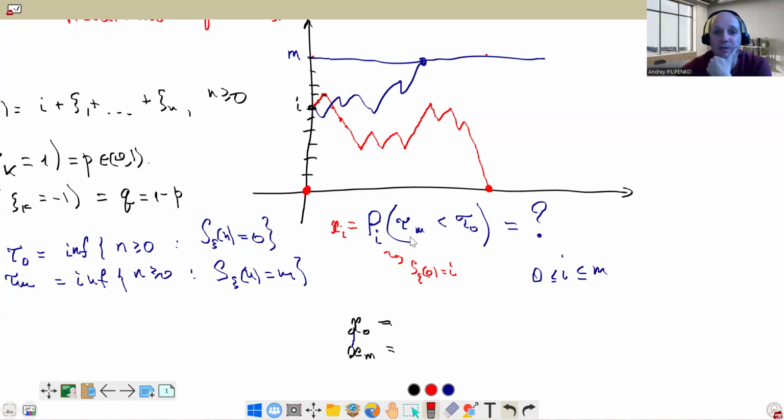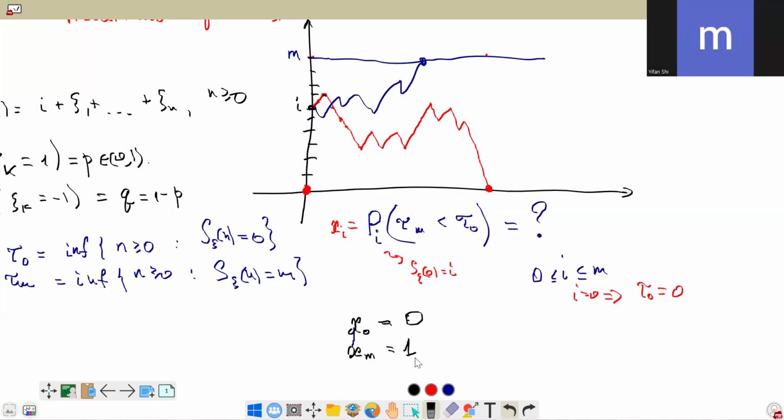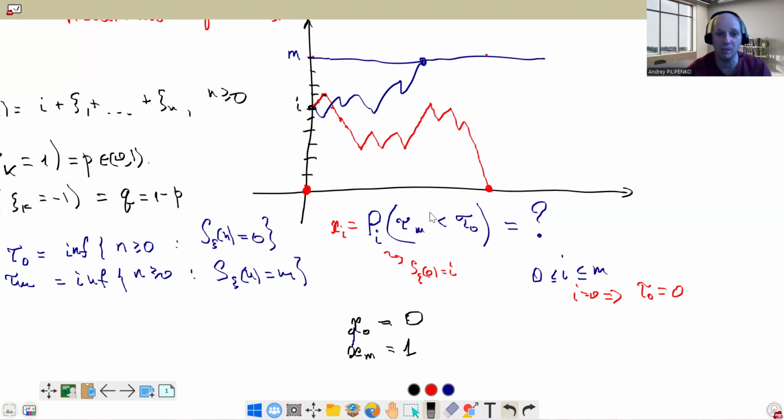And this is the probability that tau_m is less than tau_0, that you reach this point before this. If you start from 0, then I think that tau_0 is 0. You already hit this point. So tau_m cannot be smaller than tau_0. So x_0 is 0. And another question is, what is x_m? 1. Yes, sure. If you start from m, then tau_m is 0, so x_m is 1.